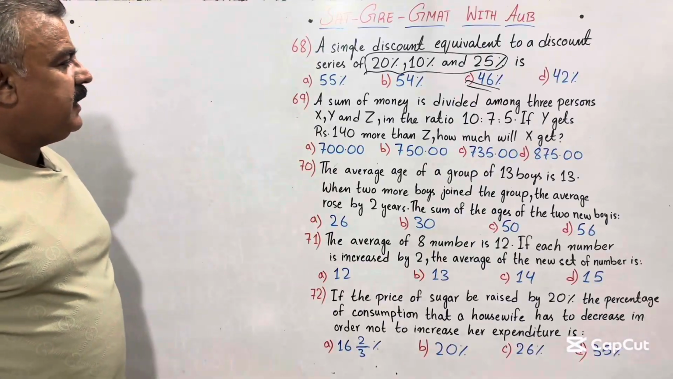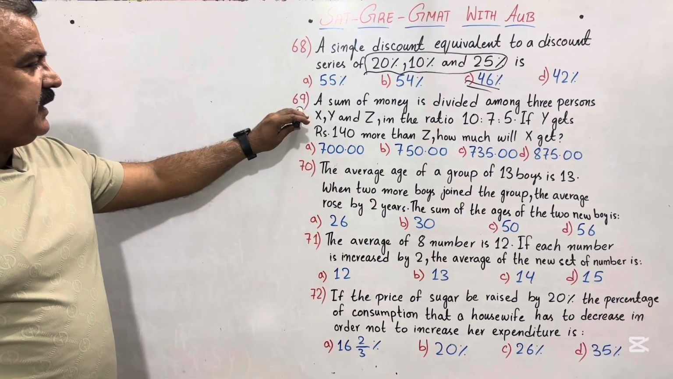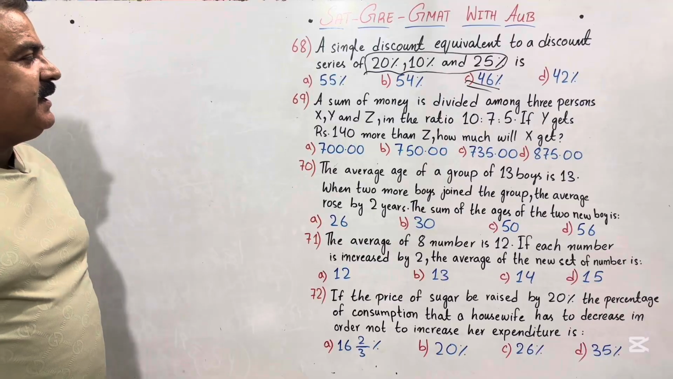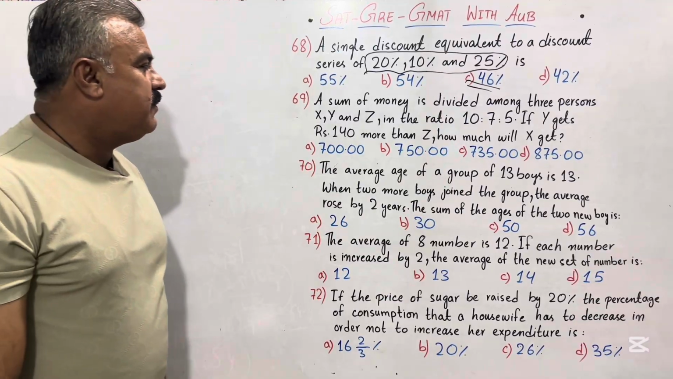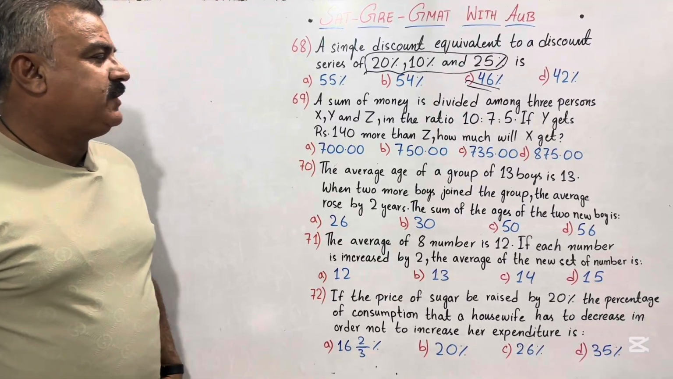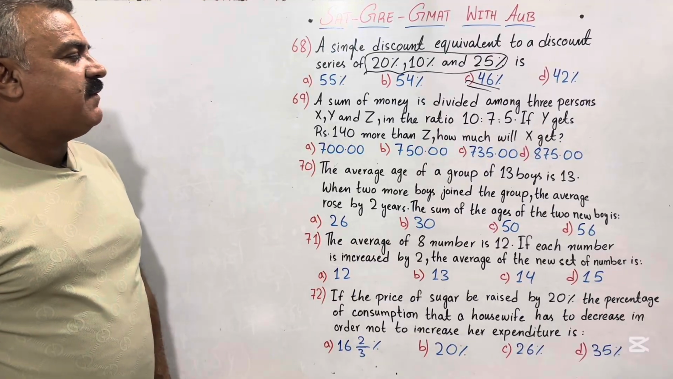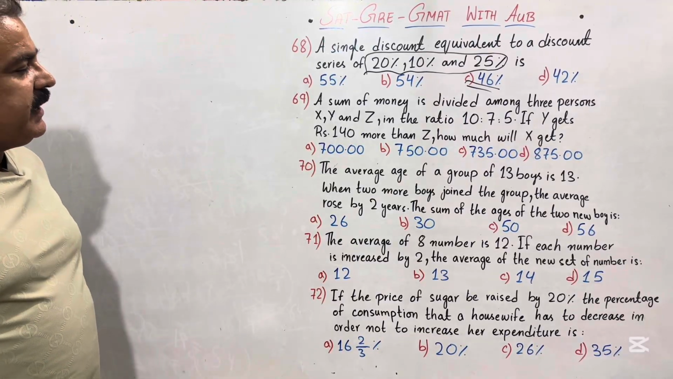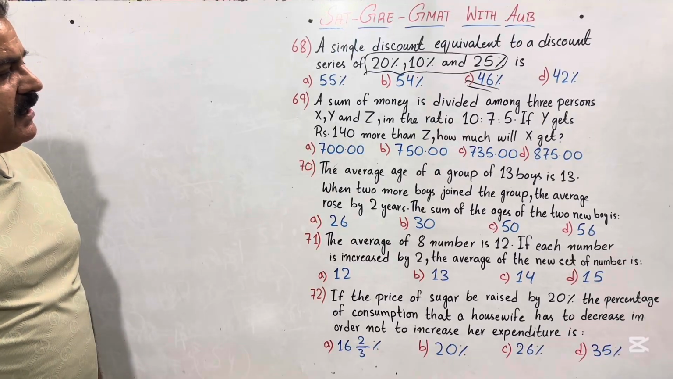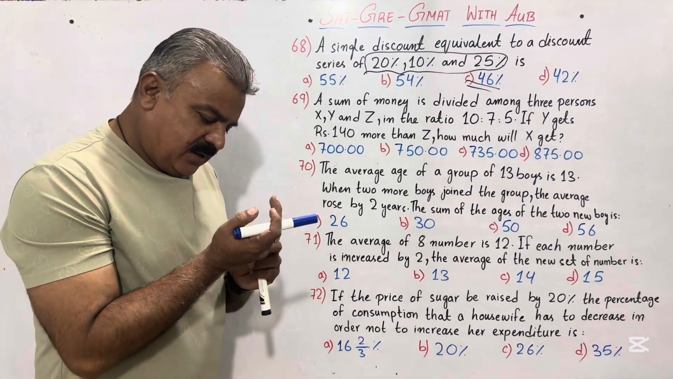Question number 69, moving towards the next question. It reads: a sum of money is divided among three persons, X, Y, and Z in the ratio 10, 7, and 5. If Y gets 140 more than Z, how much will X get?